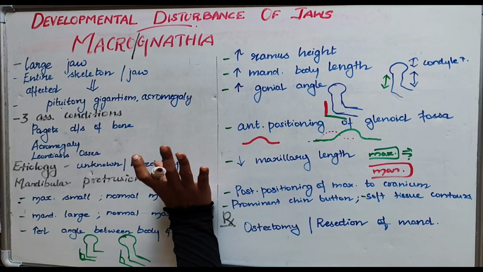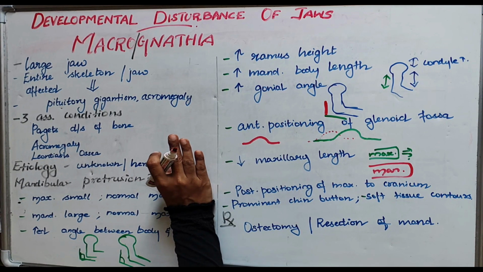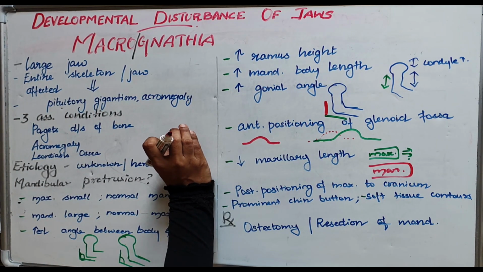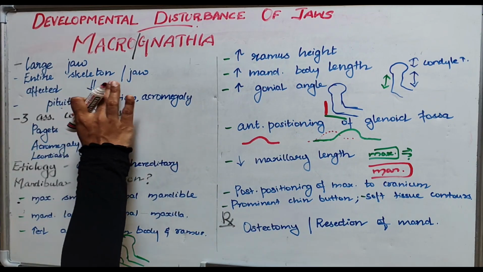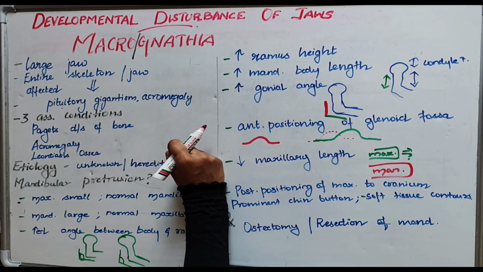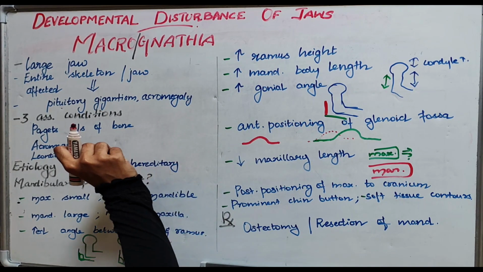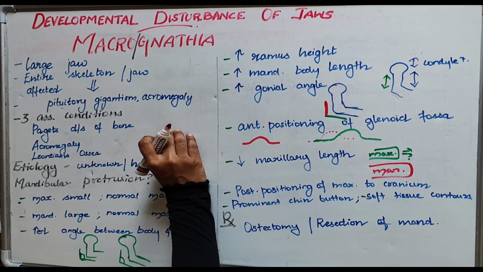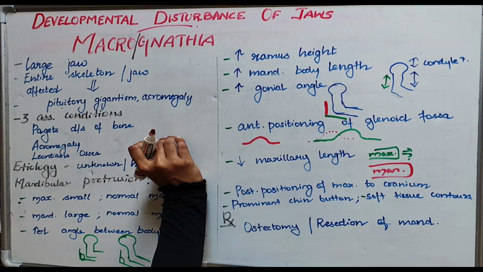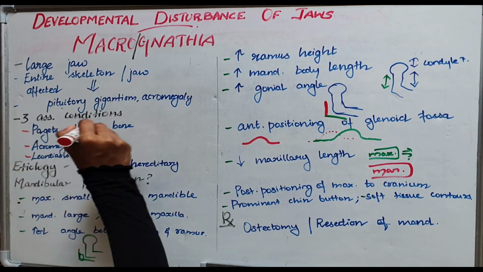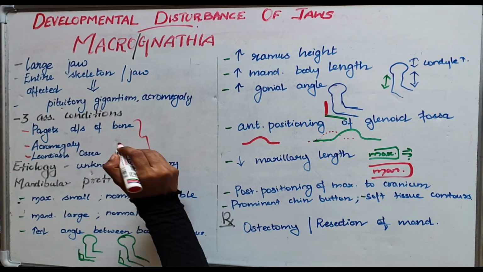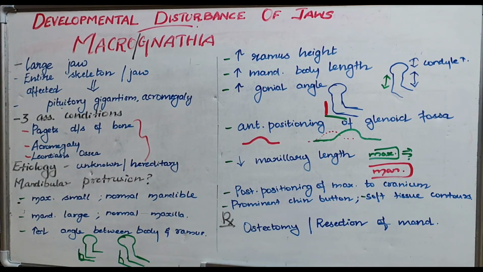Here either only the jaw can be affected, only the jaw can be larger in size, or the endoskeleton can be affected. Most of the time it's the jaw which is only affected, but it can be that the endoskeleton is affected. When the endoskeleton is affected, it can be associated with conditions like acromegaly and pituitary gigantism. Then there are conditions of bone which can lead to giant jaw, large jaws. That is three conditions: Paget's disease of bone, acromegaly, and leontiasis ossea. These three we will be seeing in diseases of bone in oral pathology later.